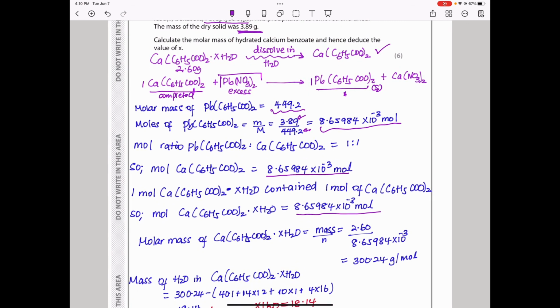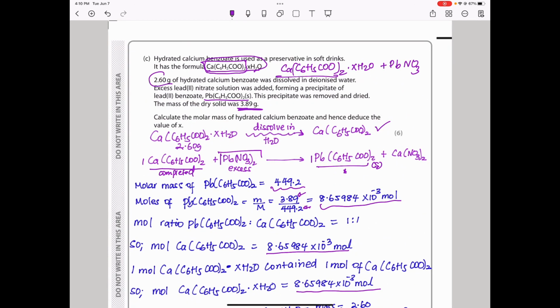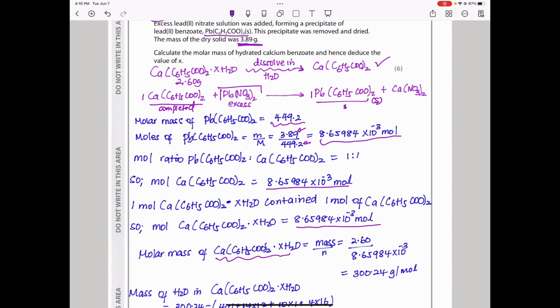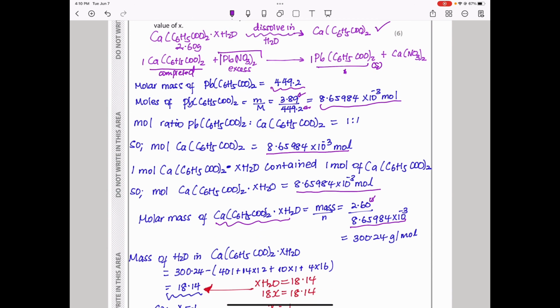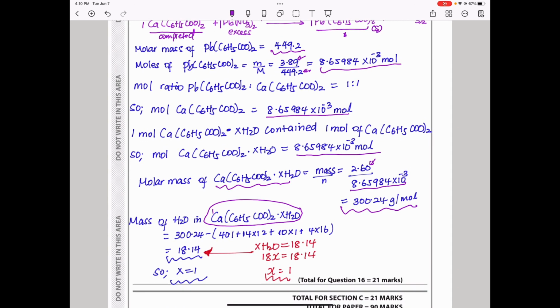And finally, we want to find the molar mass of the whole thing. Since we know the number of moles and we know the mass, they gave us this. That is the mass. So to find the molar mass, I will say molar mass is mass divided by number of moles. We divide and find this to be the molar mass. Now remember, this is the molar mass of the whole thing. Since we know it, we can get the molar mass of the water by just subtracting. So 300.24 minus the molar mass of calcium benzoate, we remain with 18.14.